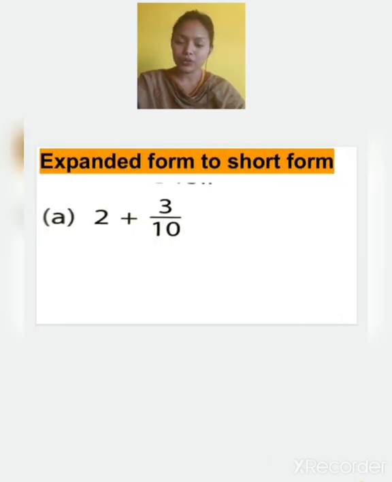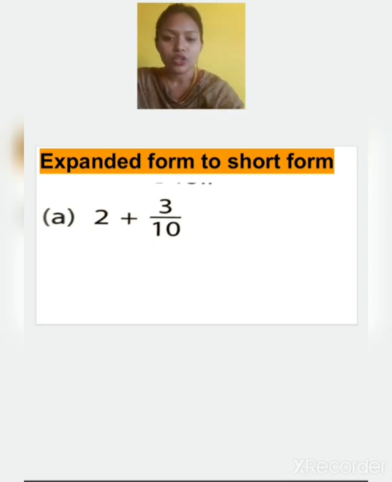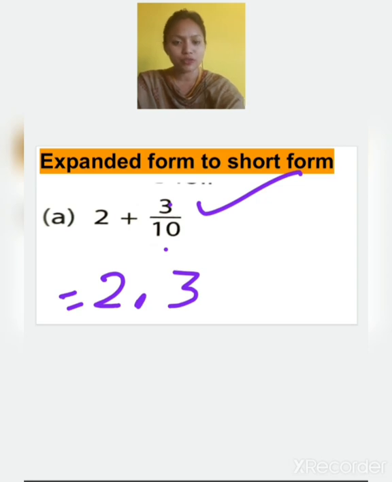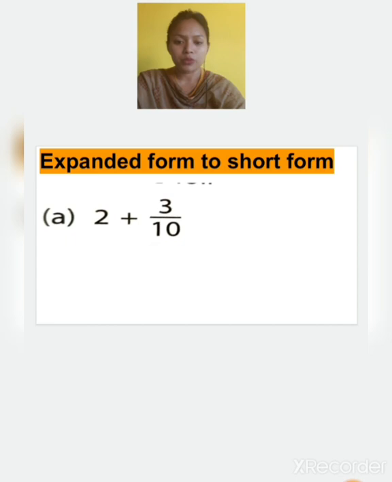Now here you have to change from expanded form to short form. It is the same way you have to do it. You can see 2 is on the 1's position, and after this 3 upon 10. 3 upon 10 means 3 is on which position? 10th position. So decimal and 3. So this is 2.3. This is the short form and this one is the expanded form. So we have converted expanded form to short form.